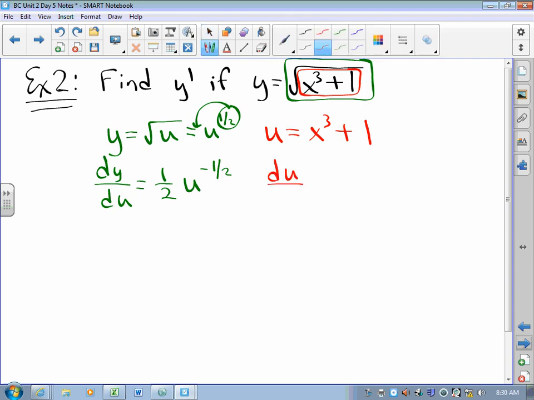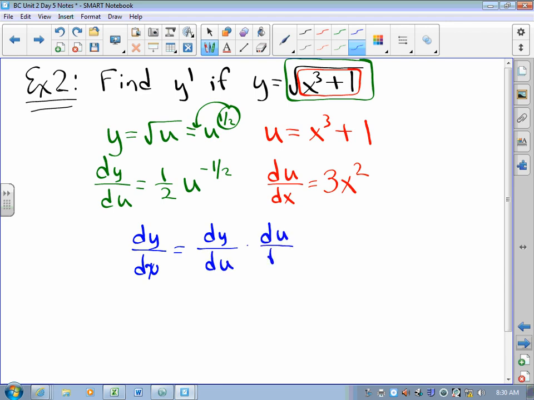What is the derivative of u with respect to x? The derivative of u with respect to x is the derivative of x cubed plus 1. Now I want to put them together. The derivative of y with respect to x is the derivative of y with respect to u times du dx. So I've got 1/2 u to the negative 1/2 times 3x squared. But I can't leave the answer in terms of u. I have to substitute u back in.